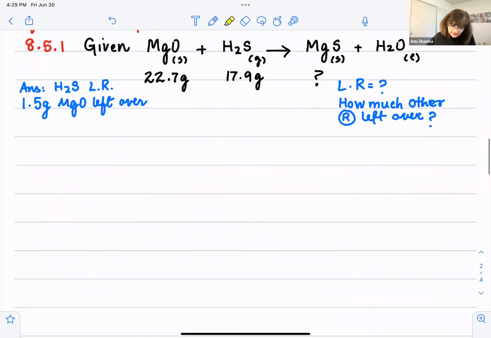Okay, let's look at the next question, which is about, in this case, we need to find the limiting reactant. Now, limiting reactant, if you understand, is the one that gives you the lesser of the product. And the next question is, how much of the other reactant remained unused, like leftover? So how do we calculate that?